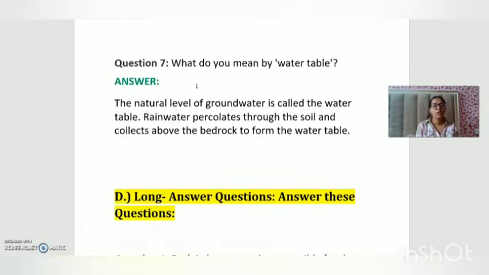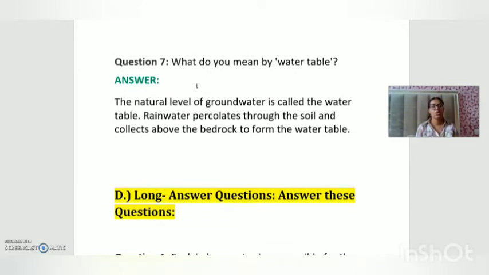Right? Moving further, what does question number 7 say? The last short answer question 7 is, what do you mean by water table? You have to explain what you mean by water table. The natural level of groundwater is called the water table, as rainwater percolates through the soil and collects above the bedrock to form the water table. So this is the water table. With this we have completed our short answers.